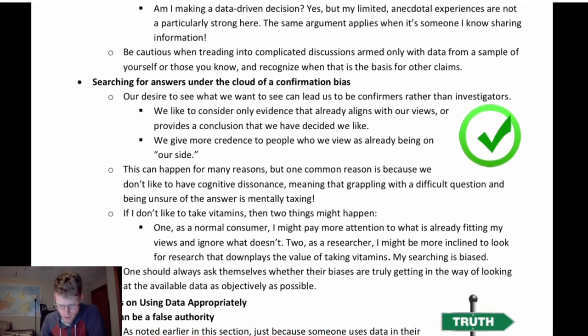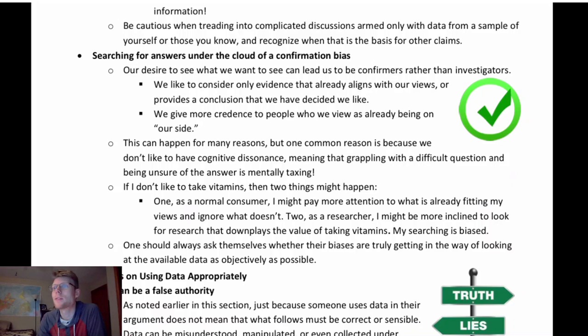So I have another example here. I think it's related to vitamins. Okay, yeah. So let's say that I don't like to take vitamins. Then two things might happen as a result of that. One is that I might pay more attention to information that tells me that vitamins are not that important, because it just already goes with what I'm looking for. So even though I might see information that says vitamins are good, and I might see information that says vitamins really aren't that good, I'm probably just going to pay more attention to the one that I already like.